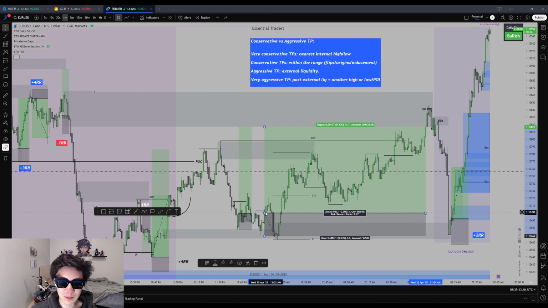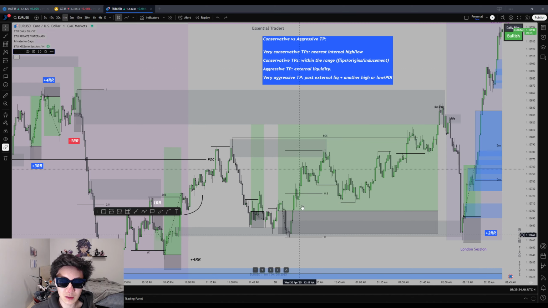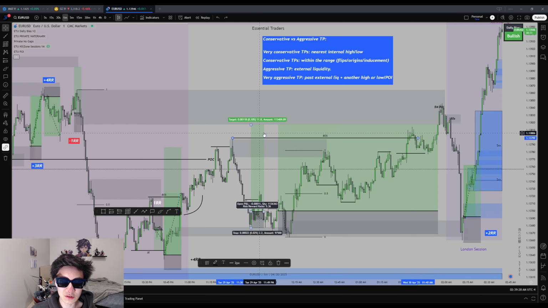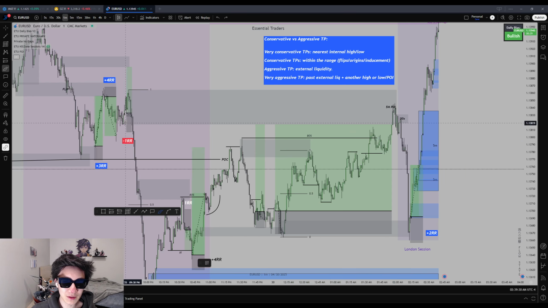But here is a good example of a long. Pretend I didn't get stopped out here. Just ignore this price here. You'll see later what I mean. But basically, this is an example of a very aggressive TP. I'm TPing past the external, which is my aggressive point. I'm looking for a POI that's closest to that external that price could potentially go towards, or even further, right?